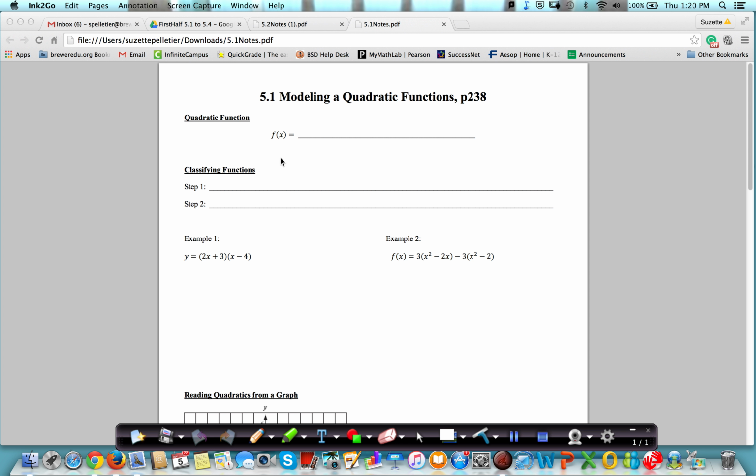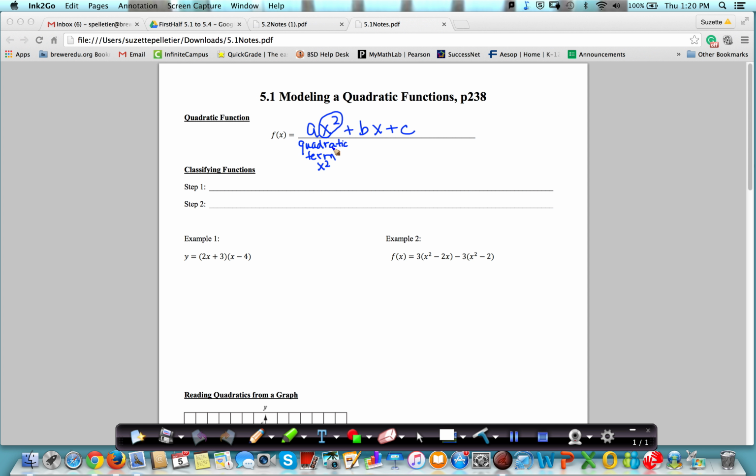Okay, 5.1, modeling a quadratic function. So before we begin, let's just review what a quadratic function looks like. So f of x is equal to ax squared plus bx plus c. Remember that this is your quadratic term, so we're going to label that quadratic term. And we know that's the quadratic term because it has an x squared in it. So this is what makes it a quadratic, the fact that it has an x squared term.